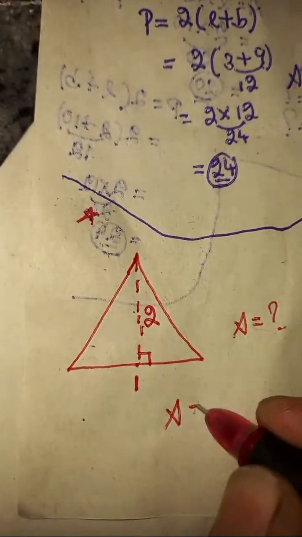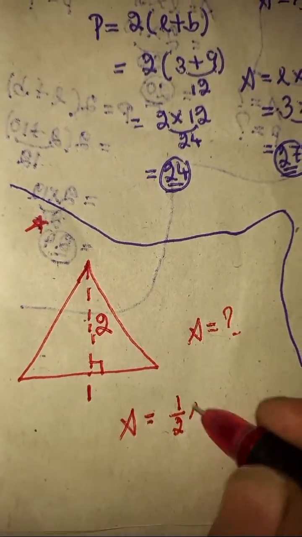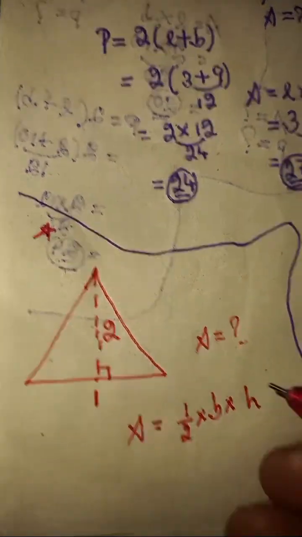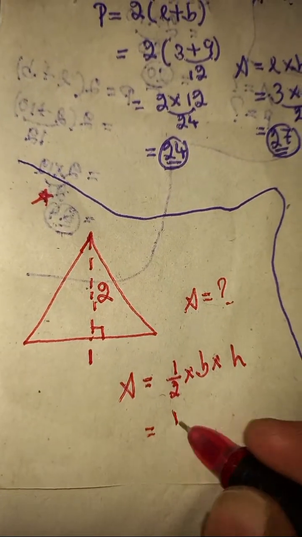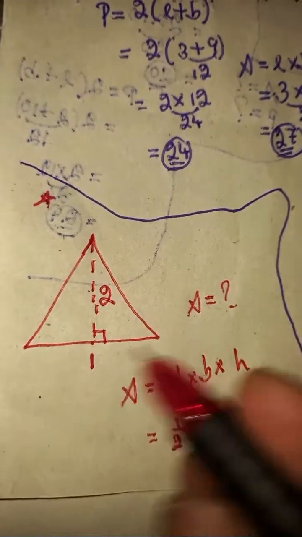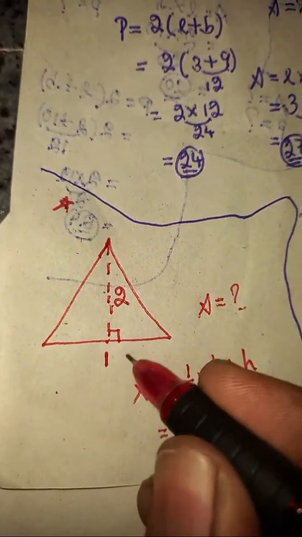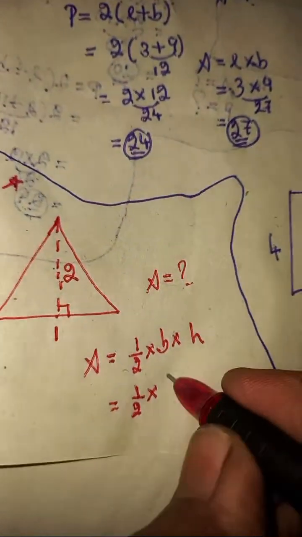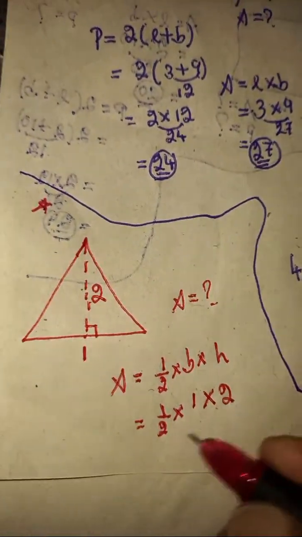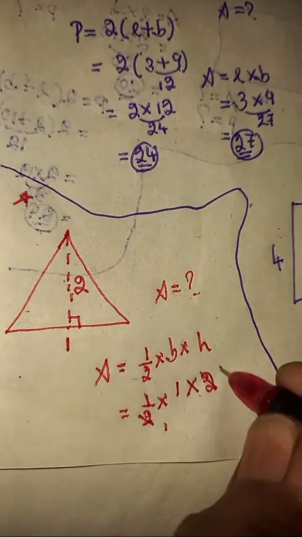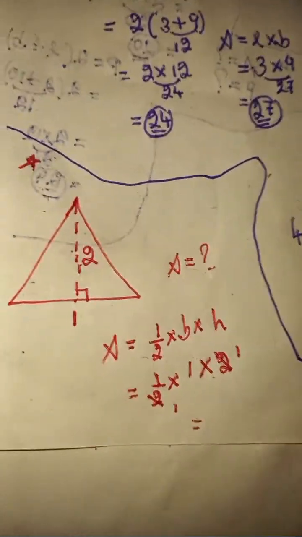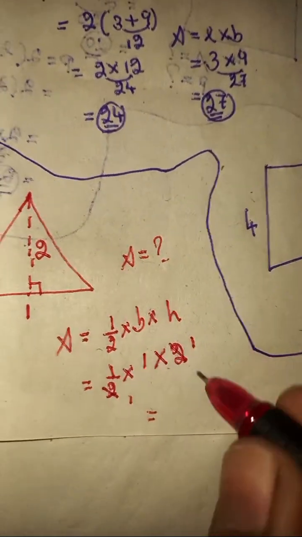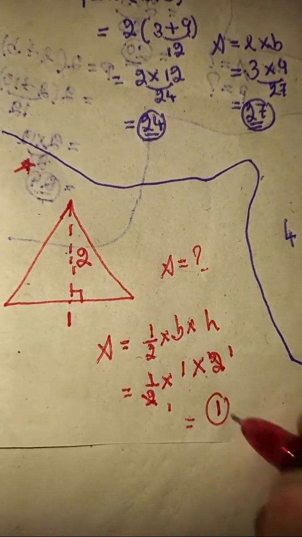Area of a triangle is half times base times perpendicular height. So it is half times this base length, which is 1 unit, and the perpendicular height is 2 units, so it is 1 times 2. You can divide this to 1 times 1. You're going to get 1 times 1 times 1, 1 square unit.